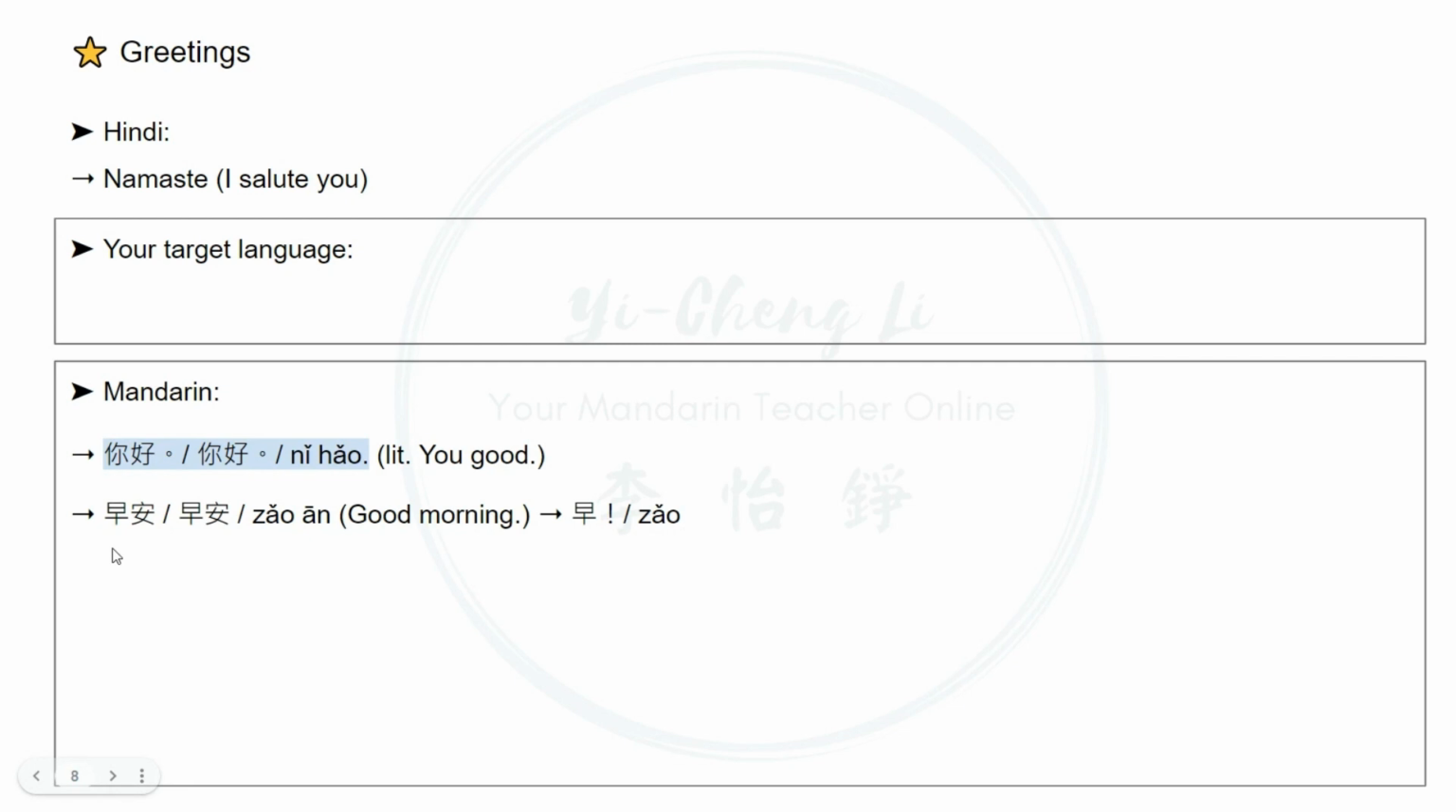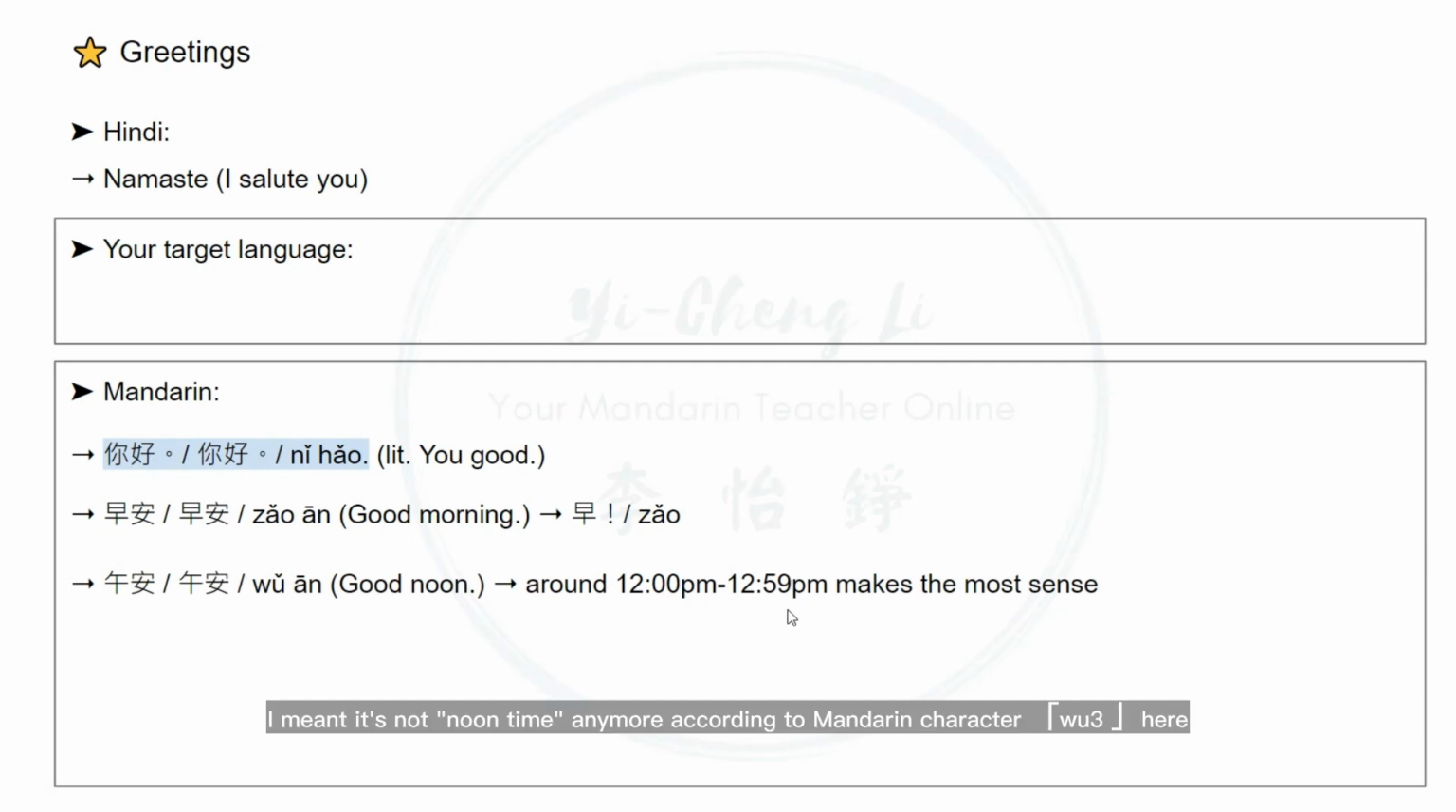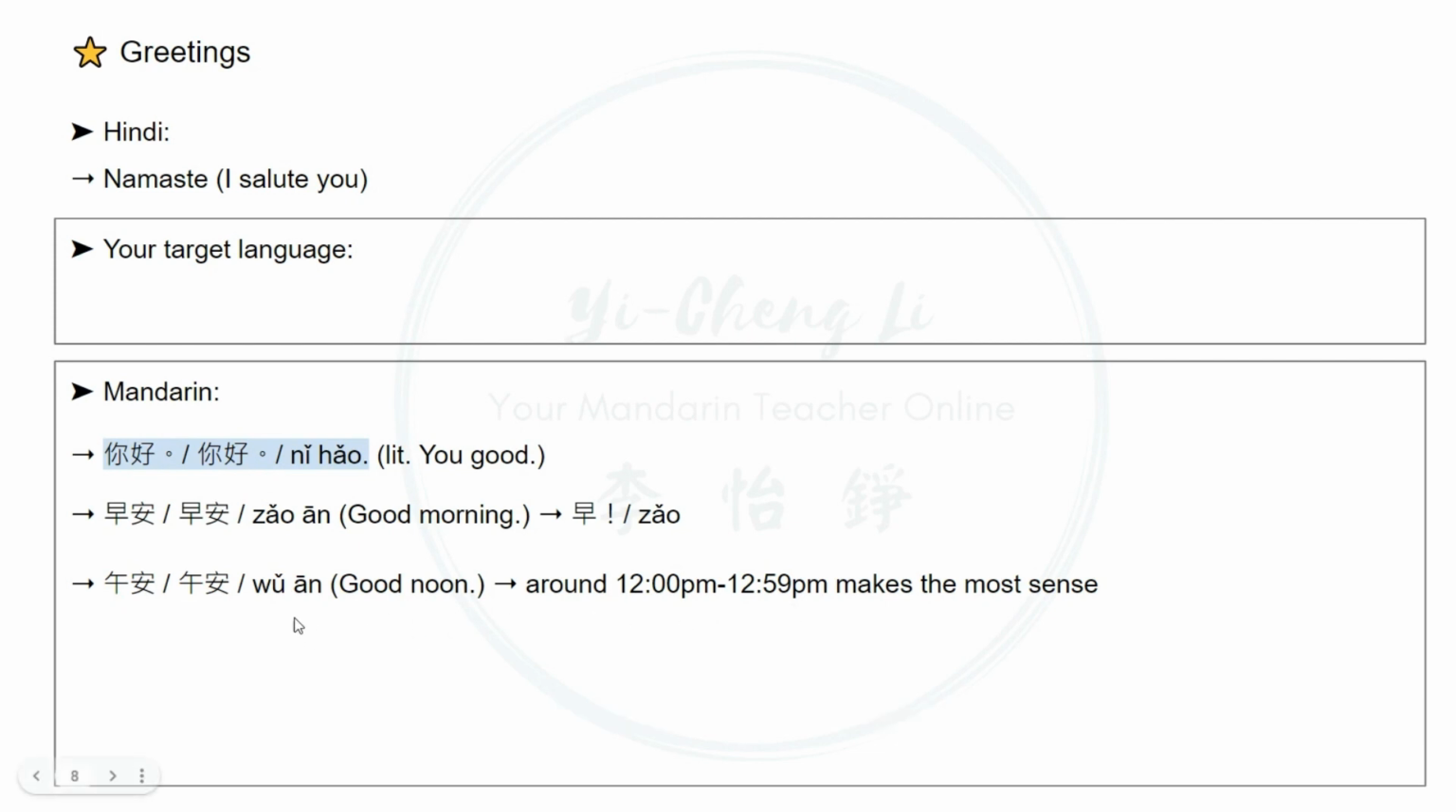And we have good noon specifically as well. Around 12 o'clock p.m., so noon time till before 1 p.m. Because after 1 p.m., it's not noon time anymore. So around this period of time, you can say 午安, 午安. 午 is noon time. An, as I explained, is peacefulness, being safe, and so on. So good noon makes more sense when you are using it around this period of time, 12 p.m.